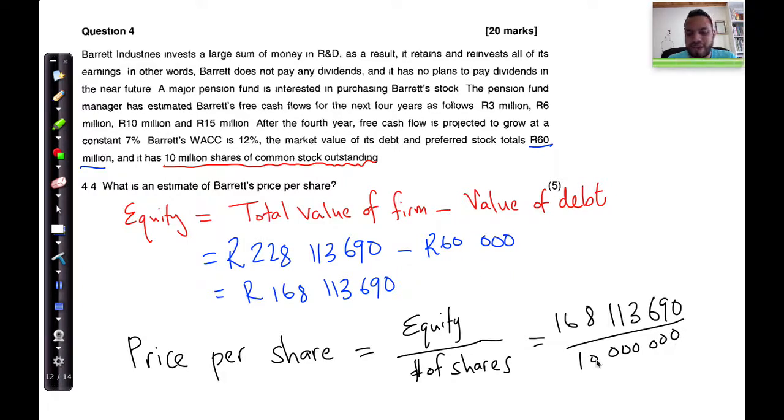It's 16 rand 81 cents. 16.811369. Okay, so let's just round that off to 2 decimal places because we're working in rands, and I think that's sufficient. It's going to be 16 rand 81 cents as our final answer. Okay, there we go. That's question 4.4.